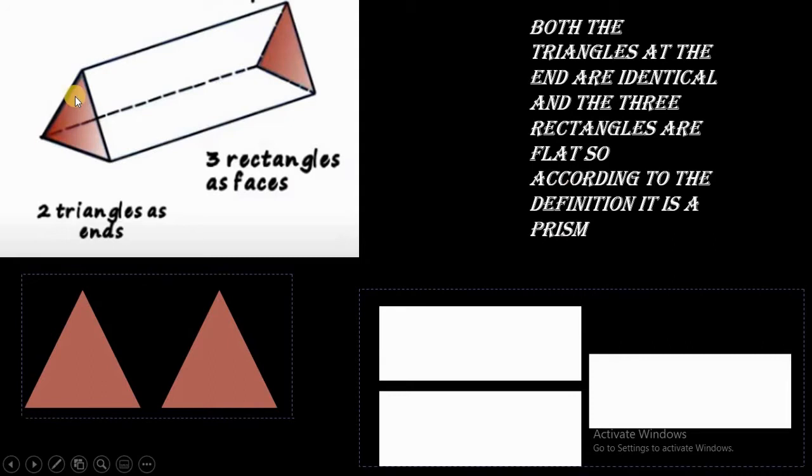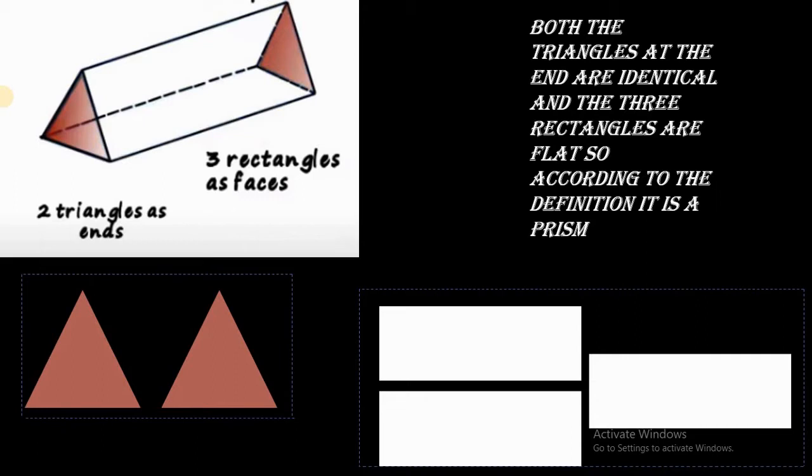Here I've got a picture of a triangular prism. As you can see in the colored picture, it's colored in brown. There is a triangle at both the ends. They're parallel and identical to each other. And there are three rectangles as the other faces of this prism.